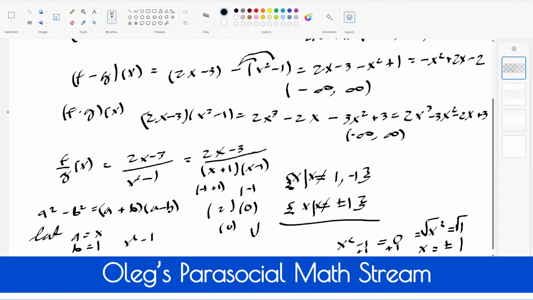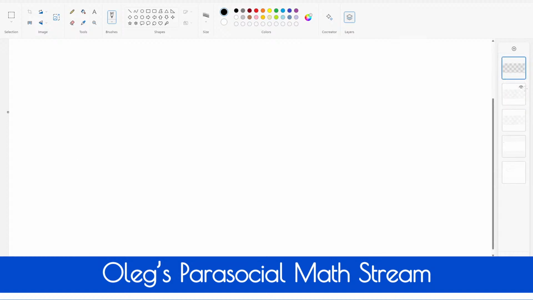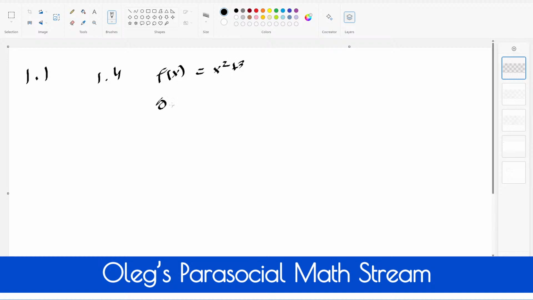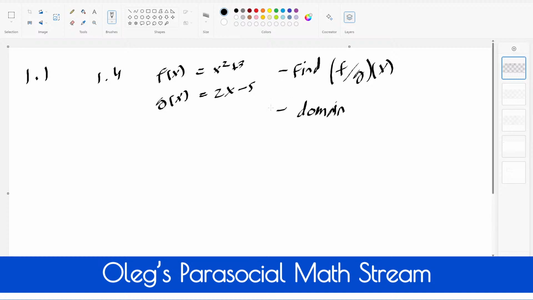And now, okay, this is a good one. They're giving us a 1.4, check our knowledge. We're going to go with f of x is equal to x squared plus 3, g of x is equal to 2x minus 5. Find f divided by g of x, and the domain. Okay, so those are the two things we have to find.